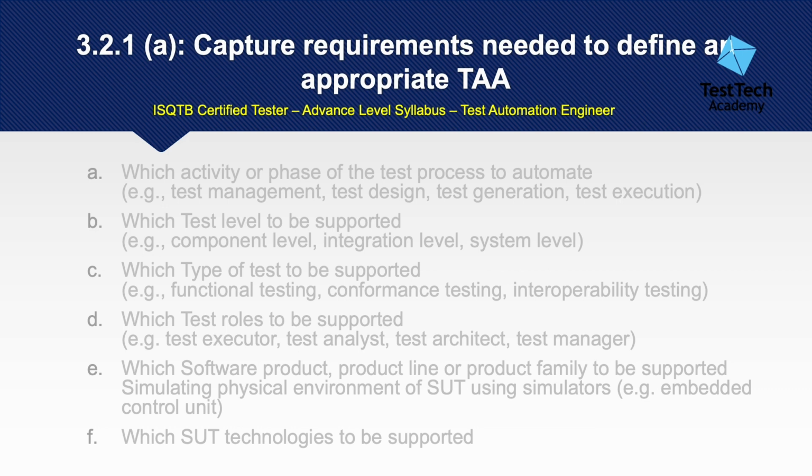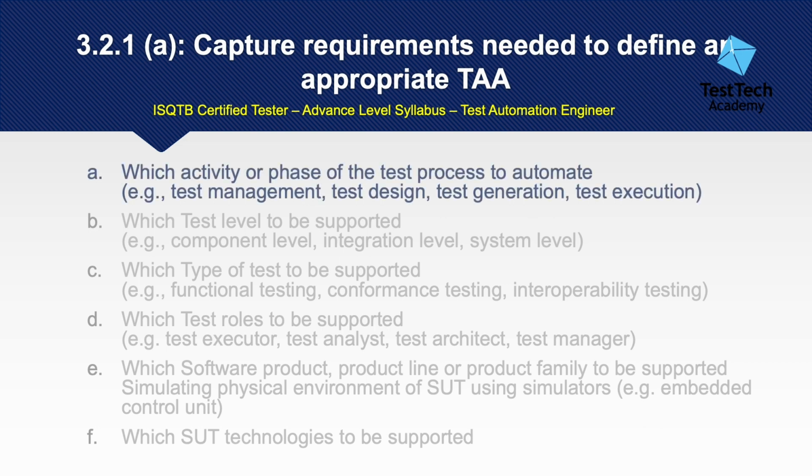So let's start the discussion about the first activity, which is capture requirements needed to define an appropriate TAA design. Just like any other software development project, a successful test automation project starts with identifying and capturing requirements. This process involves understanding what needs to be achieved with the test automation. By capturing requirements upfront, we lay the foundation for a successful test automation project, and it helps us define clear goals, set expectations, and ensure alignment with the stakeholders.